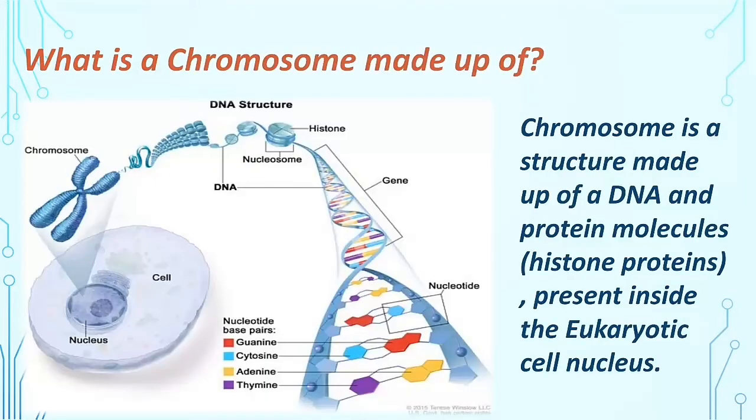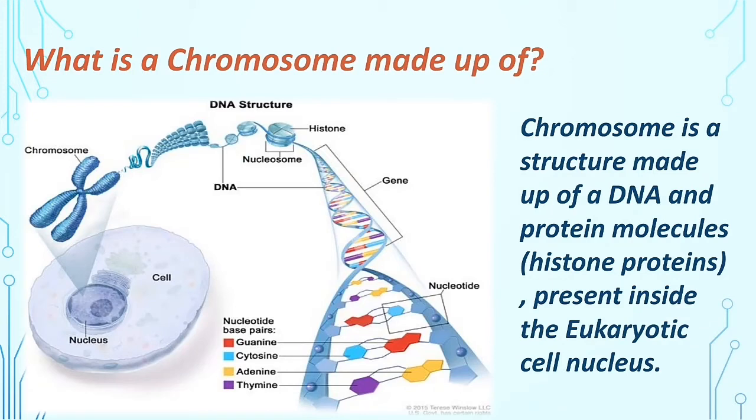Now what is a chromosome made up of? A chromosome is a structure which is made up of a single strand of DNA and protein molecules, which are histone proteins, and they are present inside the eukaryotic cell nucleus. Now a prokaryotic cell also contains a DNA molecule, but it is not present in the form of chromosomes.